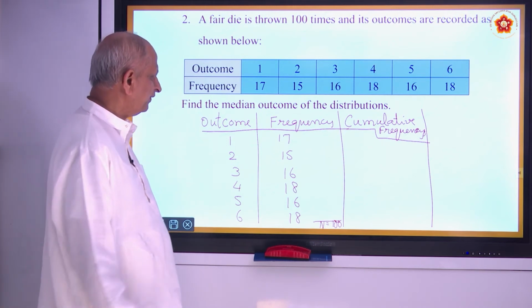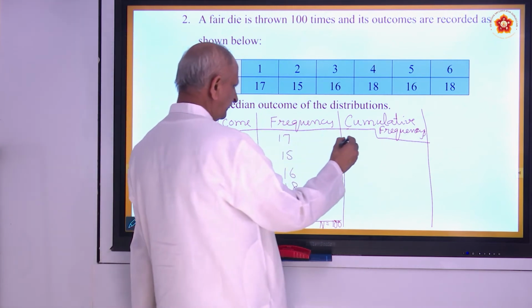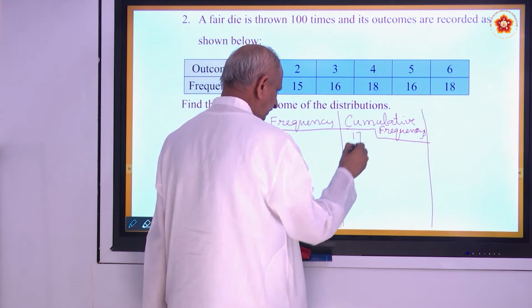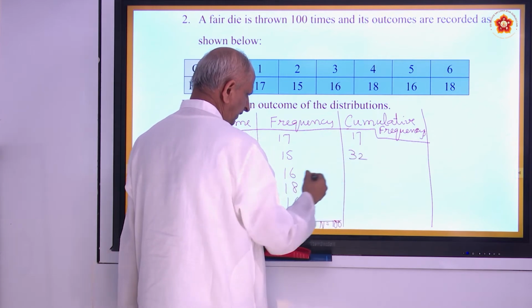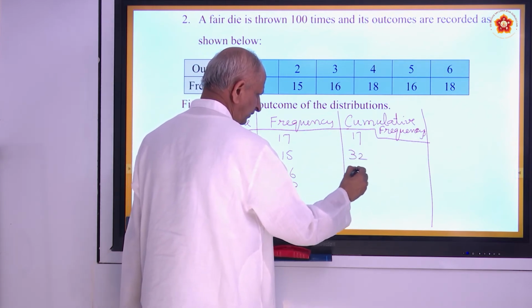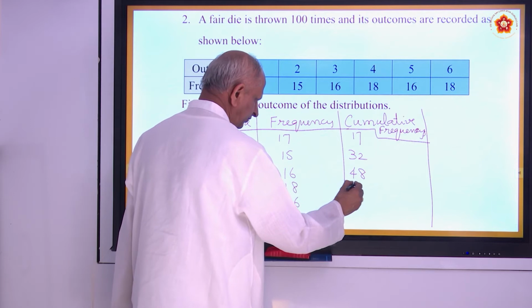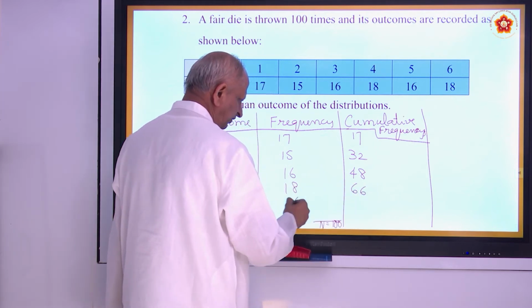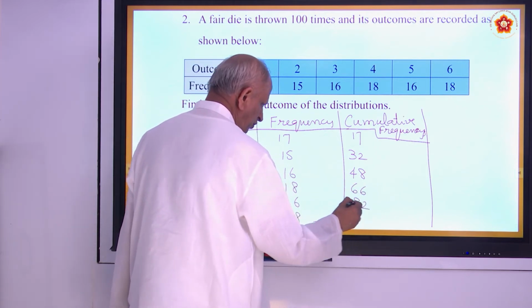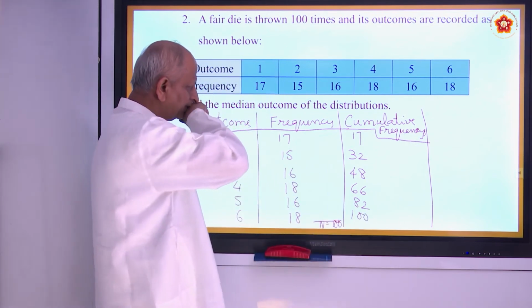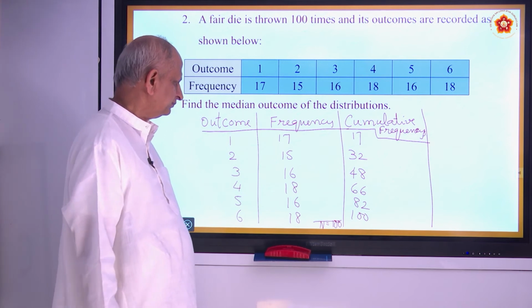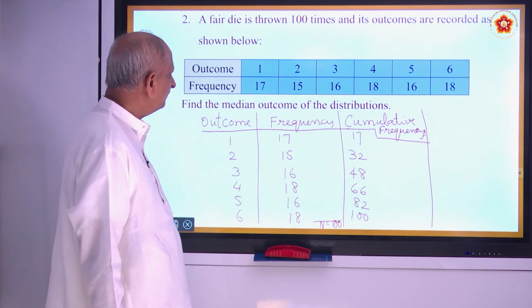Now cumulative is what? You have to add the frequencies. First one is 17, right, as it is. 17 plus 15, 32 plus 16, 48 plus 18, 66 plus 16, 82 plus 18, that is 100. Now you are asked to find the median.